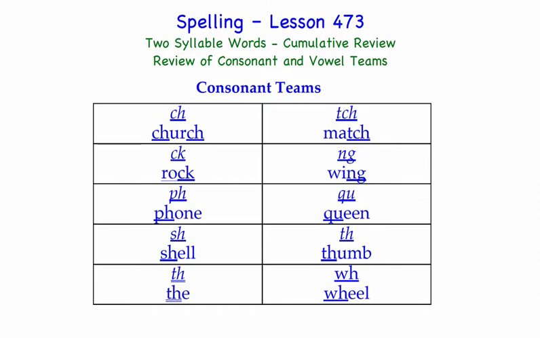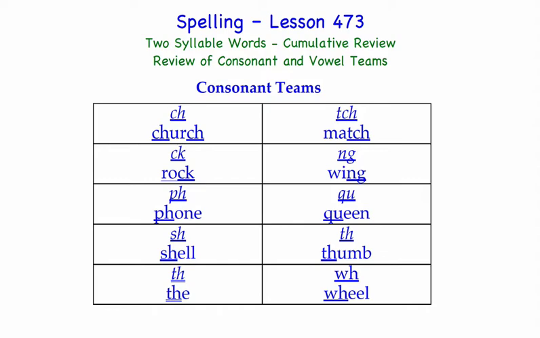CH, as in the word church, represents the sound ch. TCH represents the same sound ch. TCH must have a short vowel directly in front of it in order to use it in the spelling of a word. CK represents the sound k. CK also must have a short vowel directly in front of it in order to use the CK team when spelling a word. NG represents the sound ng, and NG also must have a short vowel directly in front of it in order to use the NG team.